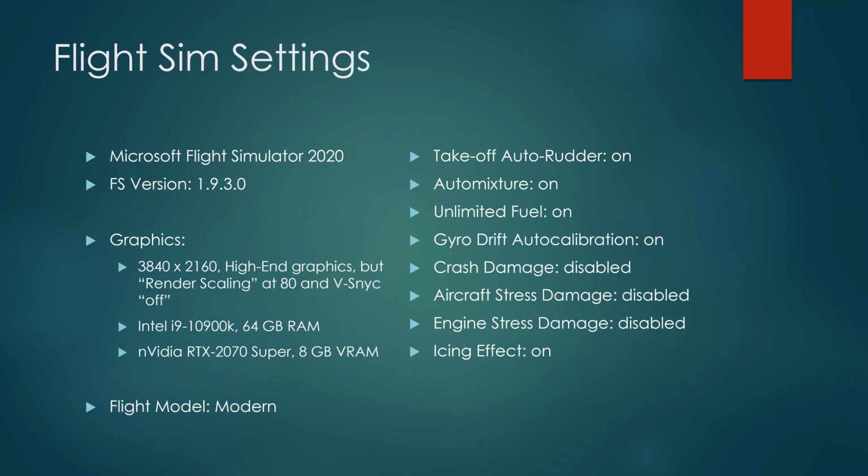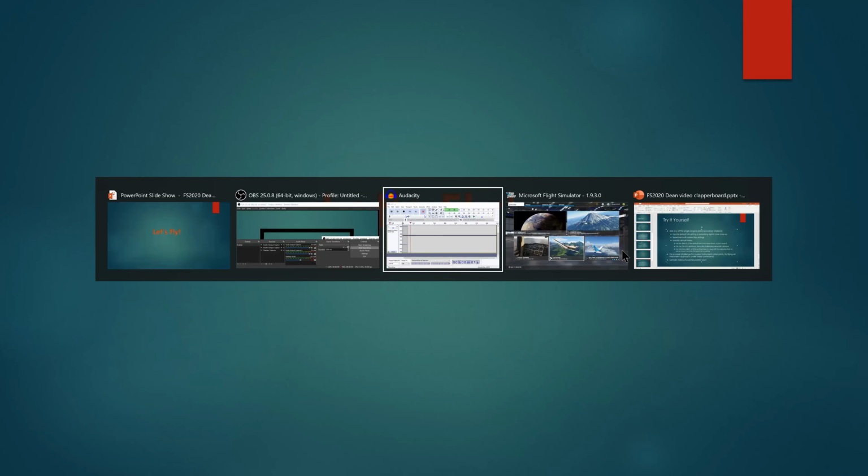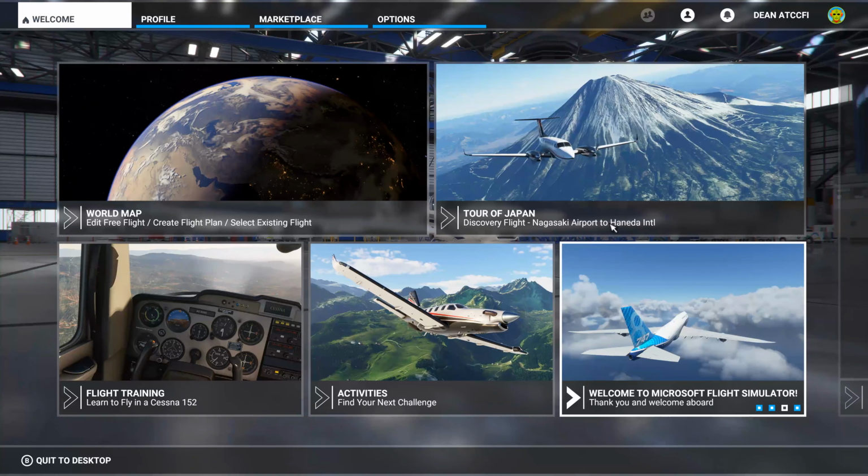Crash damage of various kinds, I'm normally going to disable that. It doesn't really matter. Icing effect's not going to affect us in this flight, but I do have it turned on for this flight. But hey, you don't want to see all that stuff. You want to go fly. So let's go to Microsoft Flight Simulator.